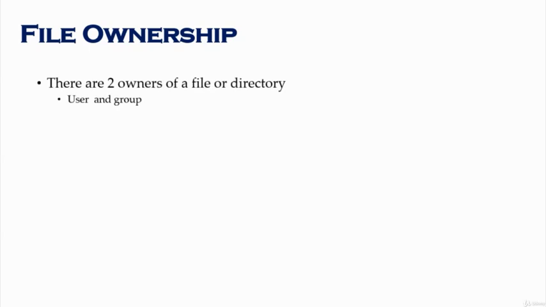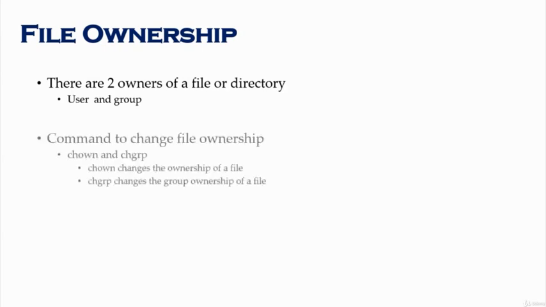A user, the one who creates the file or directory, and the second one is a group, the group that the user belongs to. If you belong to two different groups and the second group has read permissions, or you could delete a file or directory, as long as you're in that group, then you would have that right.